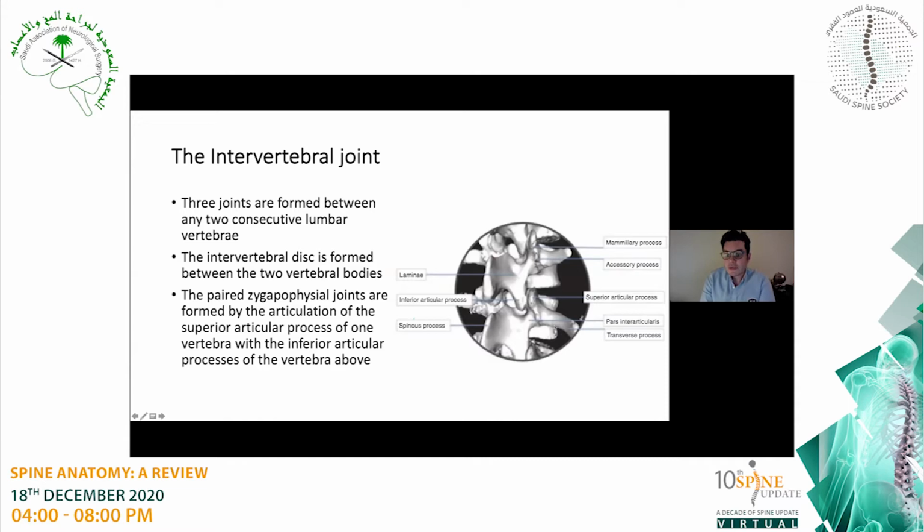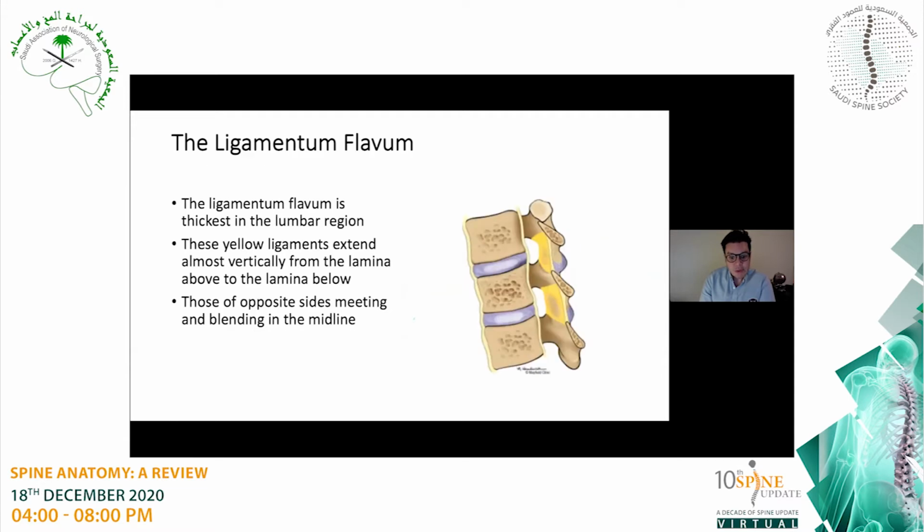This is the two vertebrae. Here we have the intervertebral disc. The inferior articular process of the upper facet articulates with the superior articular process of the inferior facet, forming the facet joint capsule or the zygapophyseal joints.